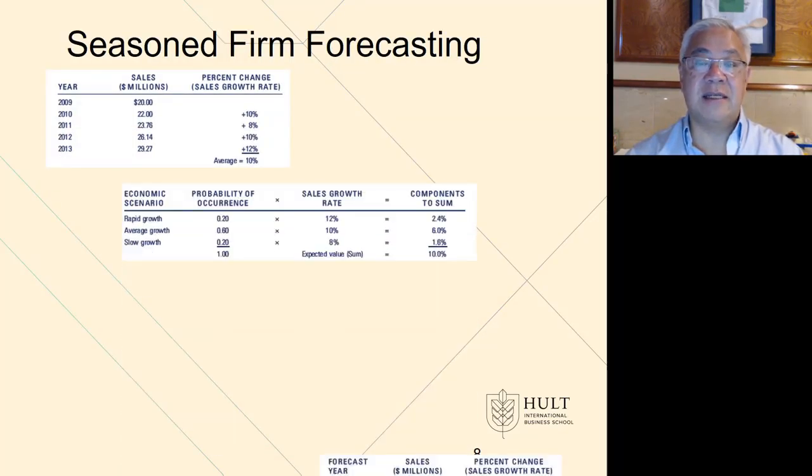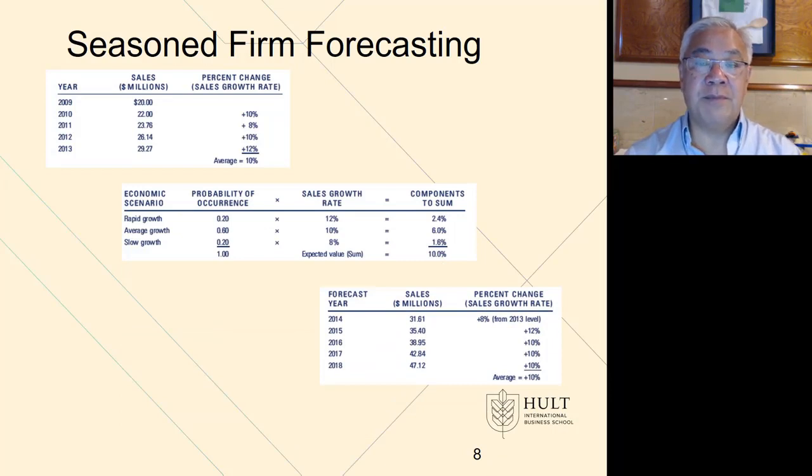So if we had a seasoned firm, in other words, a more mature company, a publicly traded company, we would have some history. We would have, in this case, 5 years of history. We can measure the actual growth rates year over year, and that gives us a little gauge of the trajectory. In this case, the growth rate is a little erratic, 10, 8, 10, 12. So it's growing nicely. It's not super fast, and is neither accelerating nor decelerating.